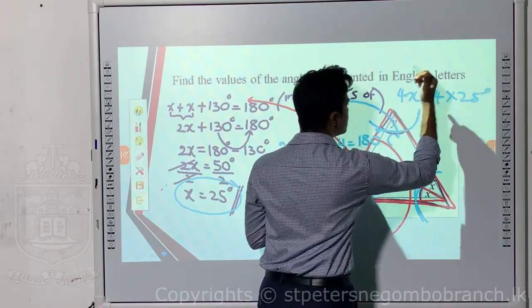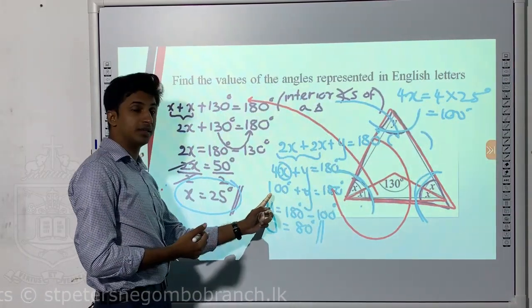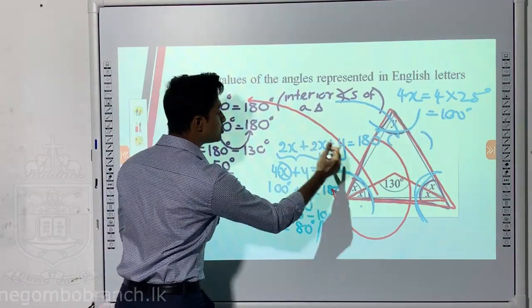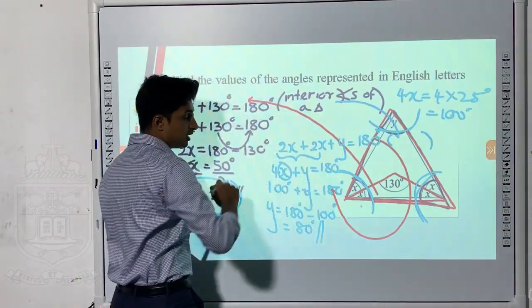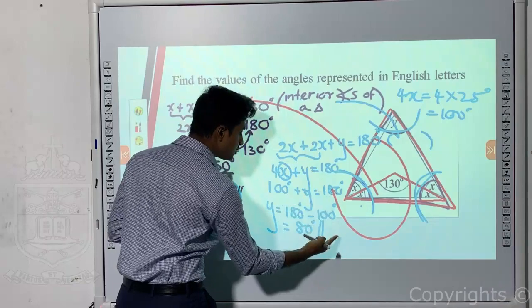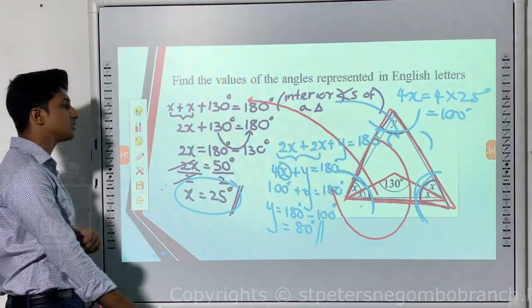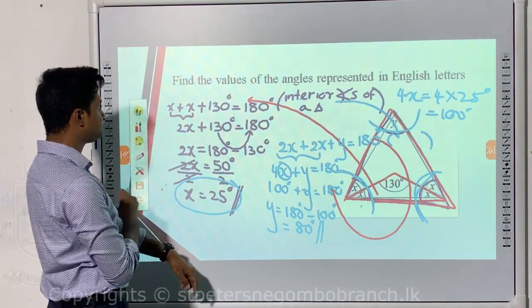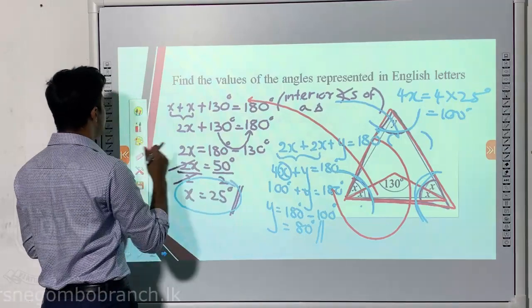Don't write these steps. These are not important for you to write now. So that is 100. That is why I took 100 here. Plus y equals 180. Keep y alone. Take 100 to the other side. Then 180 minus 100. The value for y will be 80 degrees. This is the answer for the very first question. Okay, we are moving to the next one.